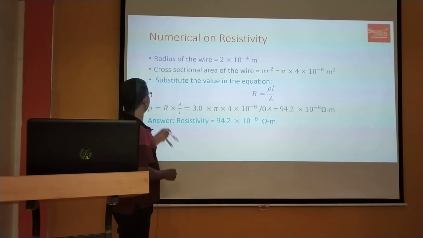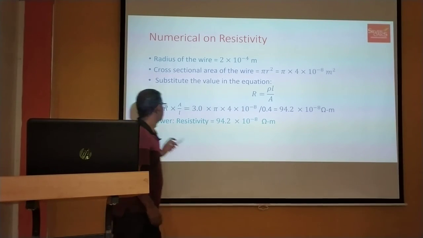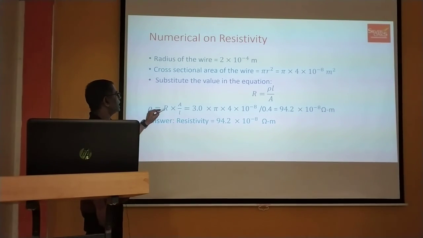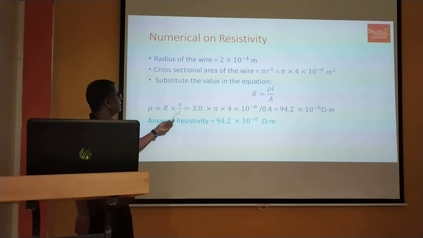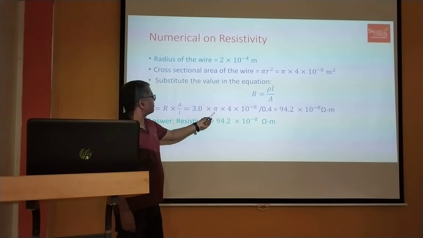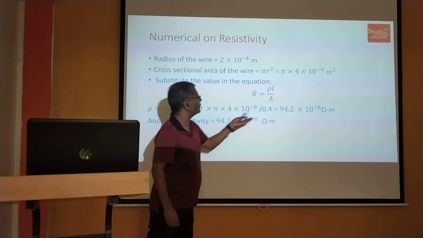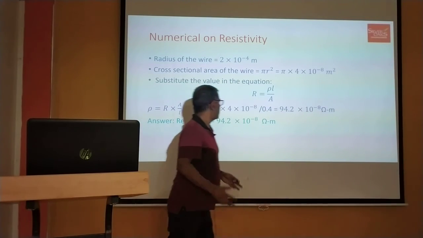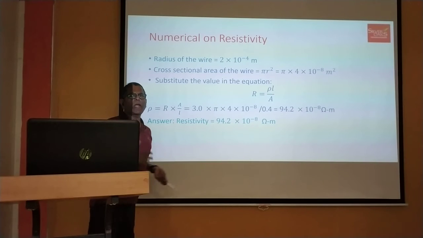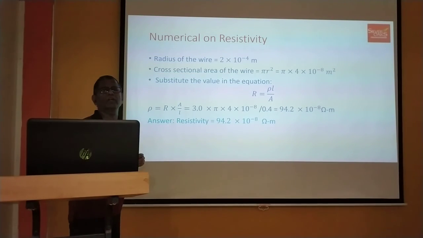The resistivity will be equal to, just apply cross multiplication, so we get rho equal to R into A by L. Now you do a simple calculation. R is 3 ohm, area is pi r square, divided by length 0.4 meter. If you do the calculation, 94.2 into 10 to the power minus 8. So it will be roughly 0.95 into 10 to the power minus 6, which is given in your textbook.